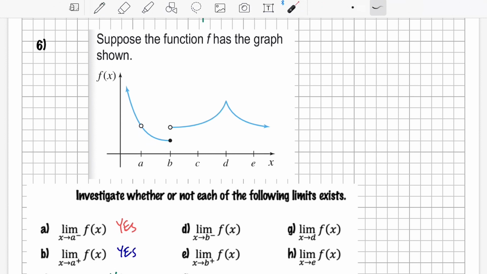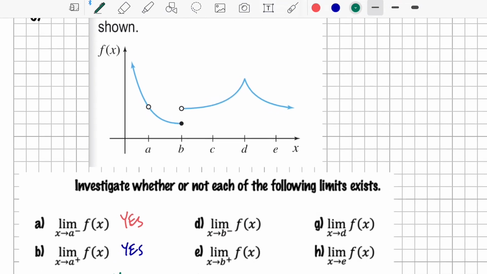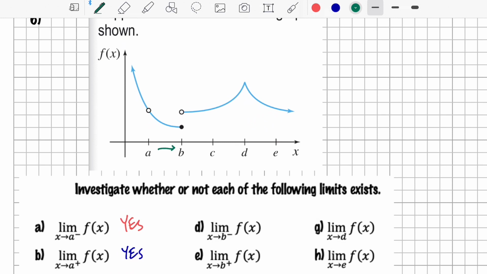Now, we need to approach b from the left, b from the right, and then b to see if it exists. So let's approach it from the left first. If I approach b from the left, I follow my graph. Is it approaching a certain y value? Yes. So it exists. Now we want to approach from the right. If I approach from the right and I follow my graph, is it approaching a certain y value? Yes. Okay, good. Now, for this last one, as x approaches b.